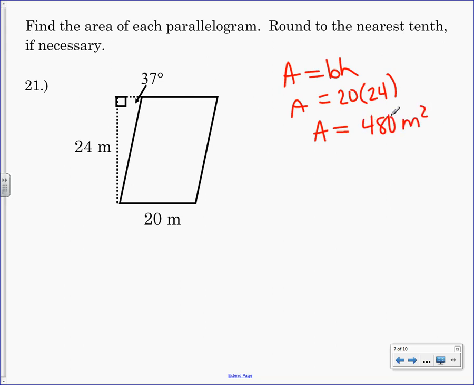480 meters squared. Everything needs a label. Have I lost anybody on the front page? Do I need to go back to anything? Okay, backside.